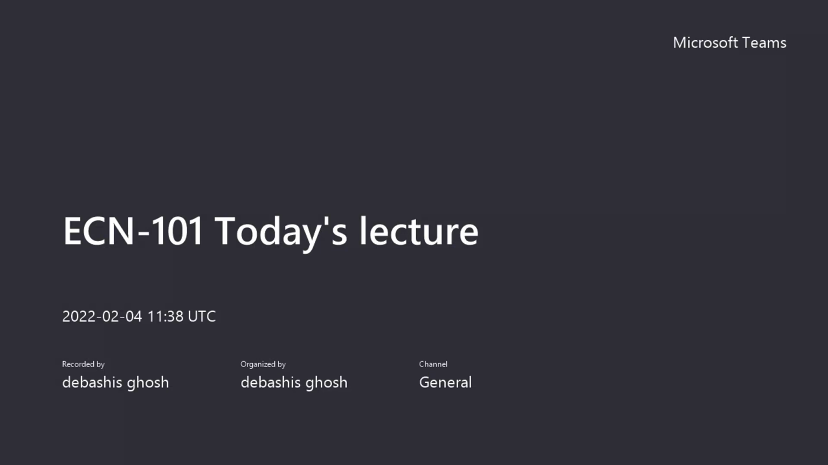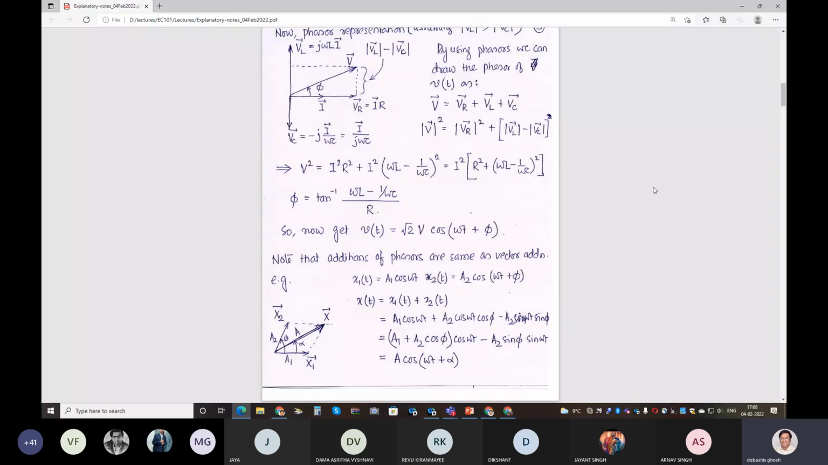We were discussing in the last class admittance and impedance. This is basically in the AC circuit, because in a DC circuit L and C have an effect only at the very beginning when you switch on the circuit.